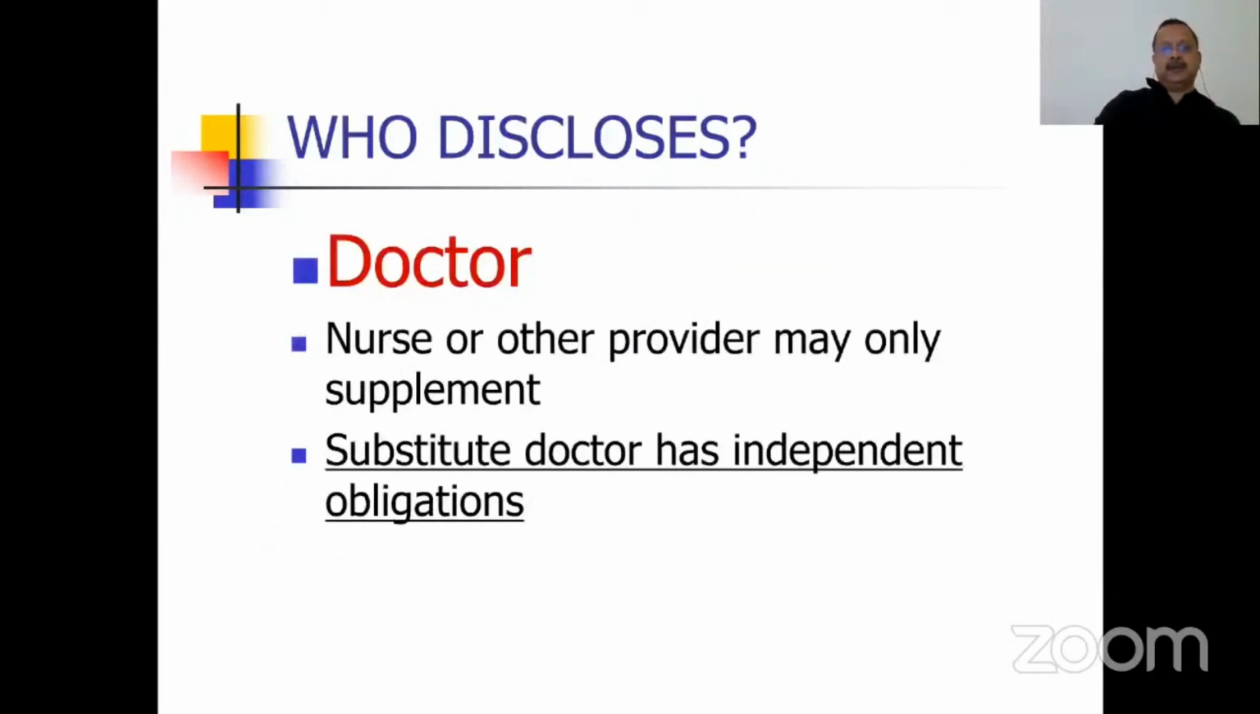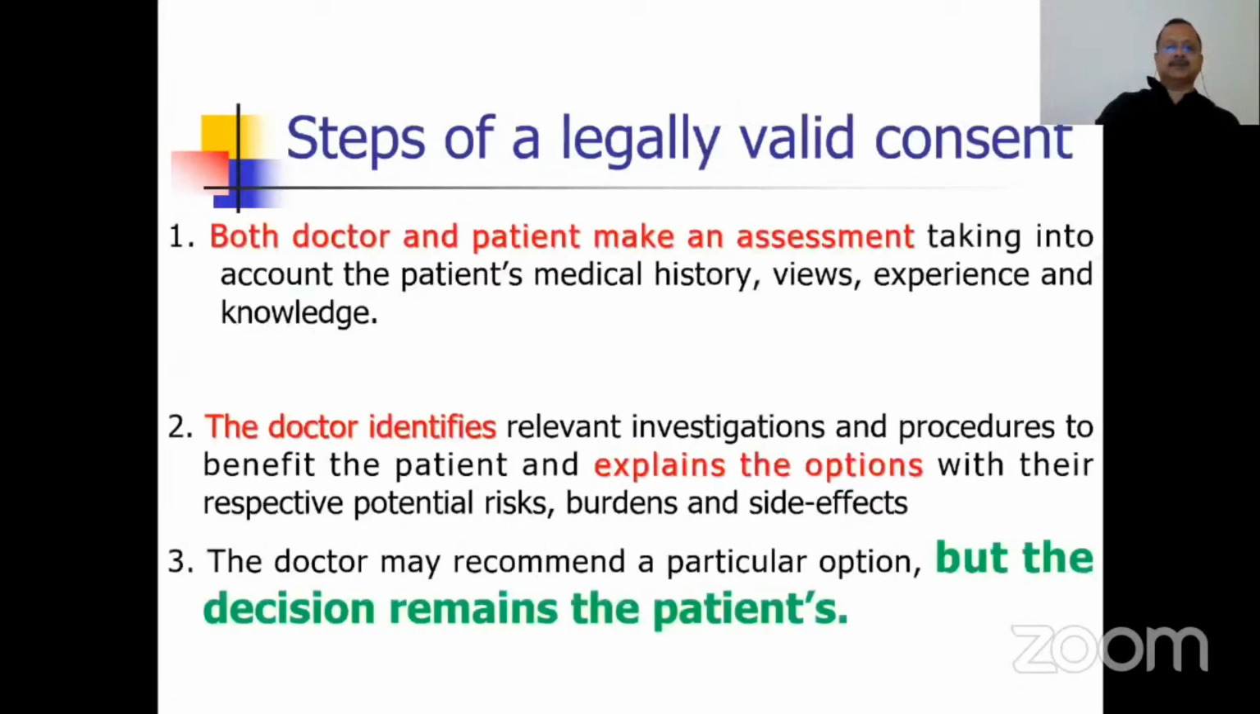So it's a doctor who should be disclosing the information. Nurses or other providers may only supplement. And if there is a team of doctors performing, each substitute doctor has independent obligations, because when something goes wrong, we may not know what could actually be going on. Is it the surgeon's fault, or the anesthesiologist's fault, or is it post-operative care? Basically, the patient should know who is going to do what to him, and at what phases of his treatment. That is where a substitute doctor's independent obligations come in.